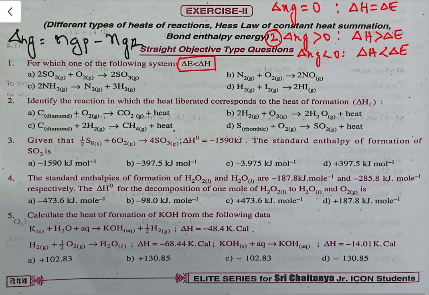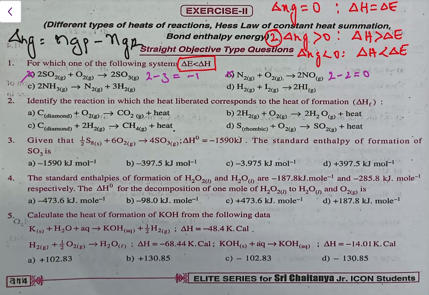Now let's see the first case. Here 2 moles of products and 3 moles of reactants are there, that is gaseous reactants and gaseous products. If you see, we will get minus 1. So this is less than 0. This is not our option. Second option, the number of gaseous products is 2, reactants are also 2, that is equal to 0. So this is also not correct.